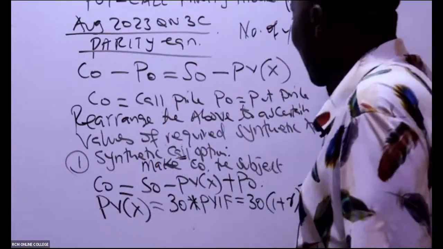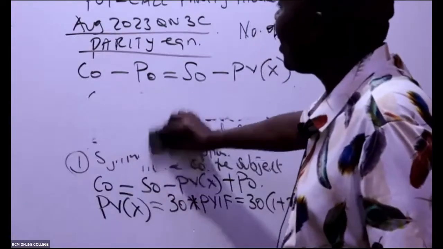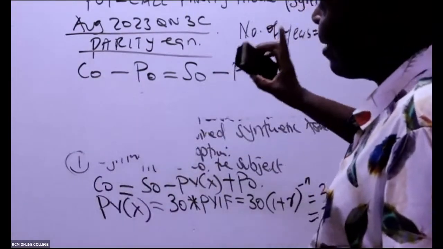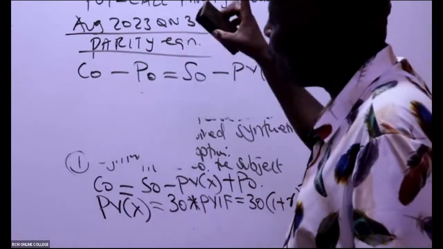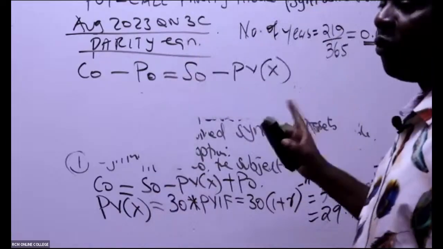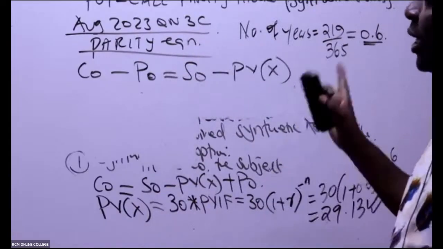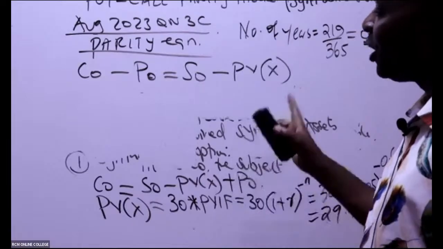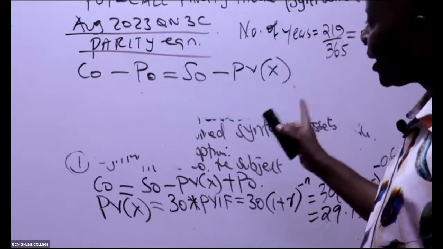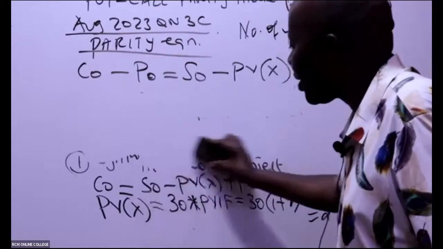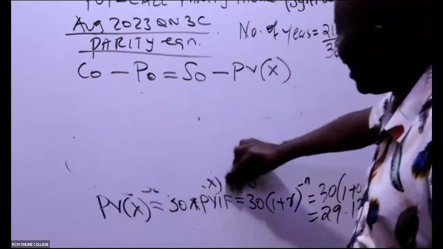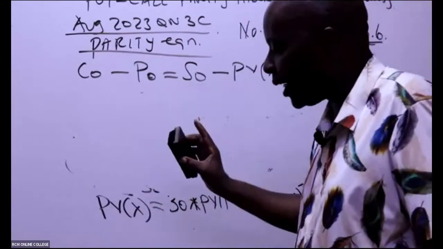So then let's get back here, ladies and gentlemen. We are saying that this is what we call the parity equation. This equation, you must cram it. It is CO minus PO equals SO minus present value of the exercise price. You must cram that.